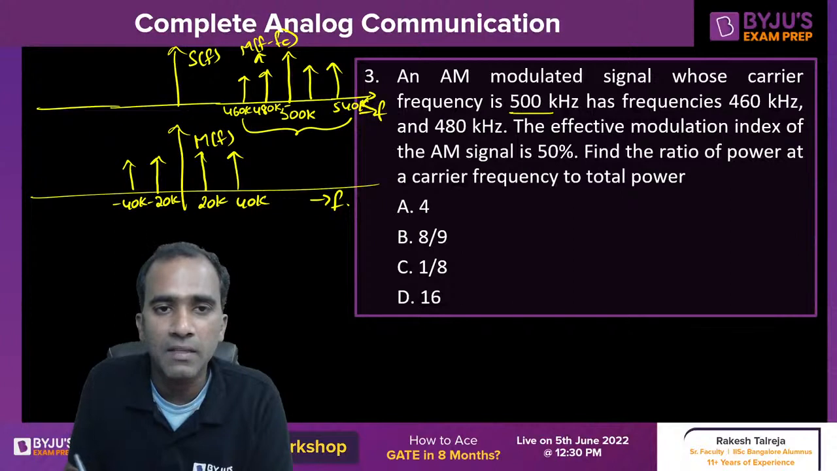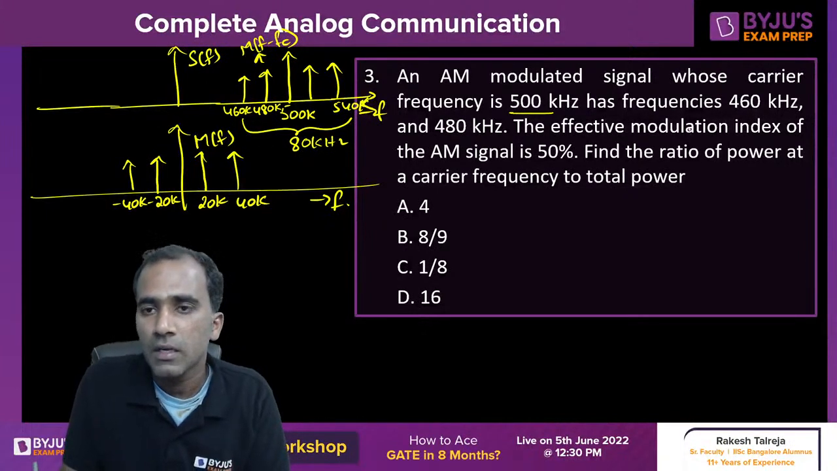So what is the bandwidth? It is 40 on this side and 40 on this side, or 540 minus 460 is 80 kilohertz. 80 kilohertz is the bandwidth of the AM signal. Fine. What is effective? The effective modulation index of the AM signal is 50%.